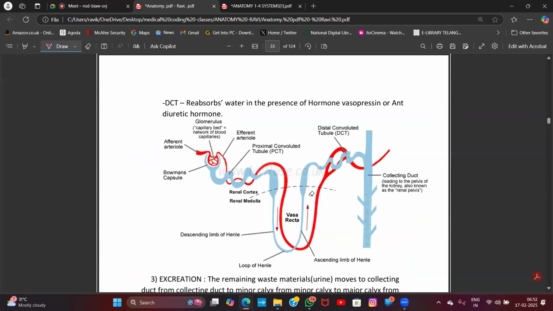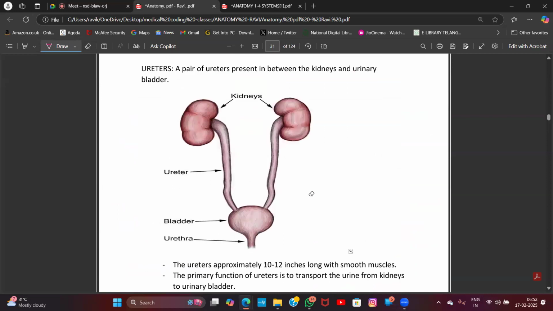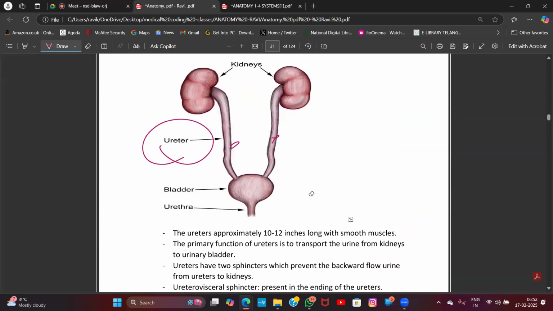The contraction of the urinary bladder. These are the ureters. Sphincters are present: the ureterovesical sphincter, which prevents the backward flow of urine. Then the urinary bladder: the filling of the urinary bladder leads to moving the urine. Contraction of the urinary bladder leads to the urine moving into the urethra.